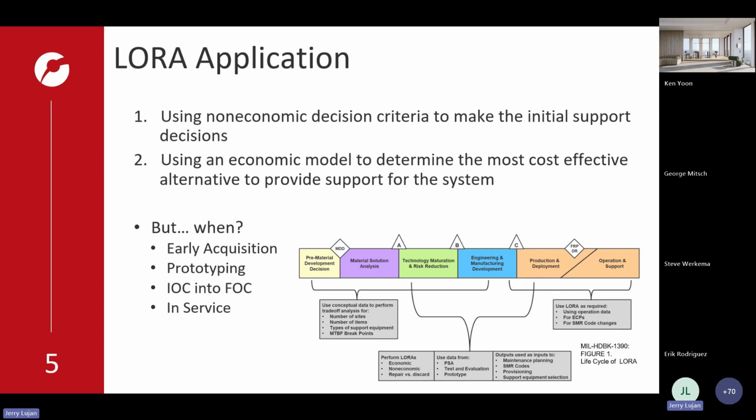Of course, when it becomes integrated across the fleet, it just becomes part of the system, and then the LORA is now performed not just on a subcomponent or a subsystem, but on the entire system. But up until that point, it is running its own LORA.